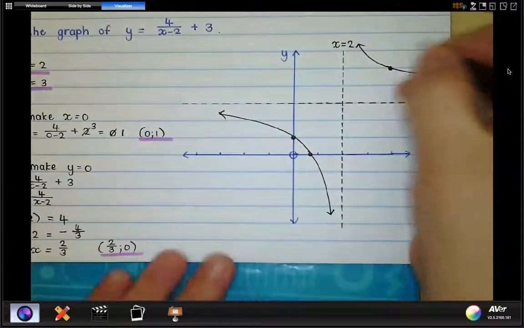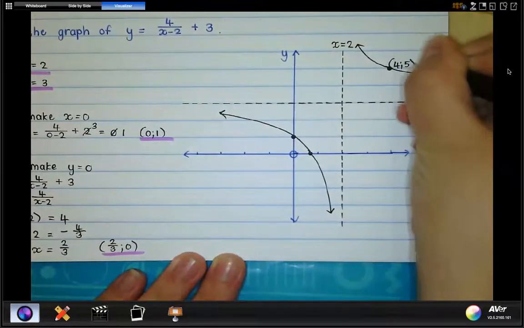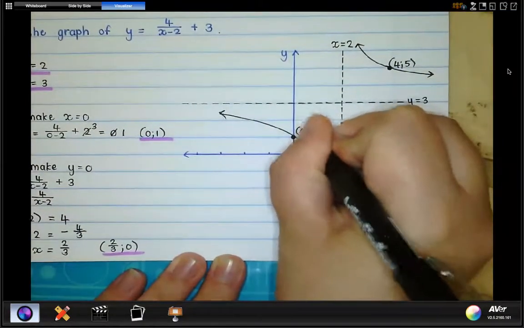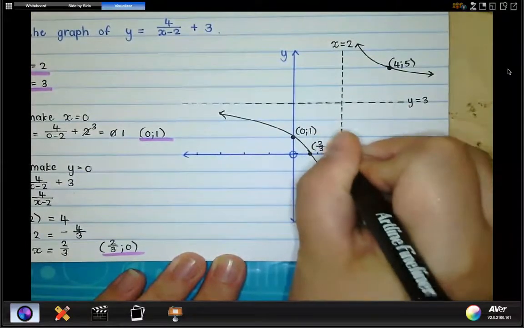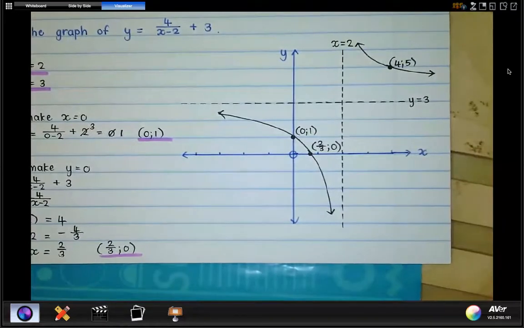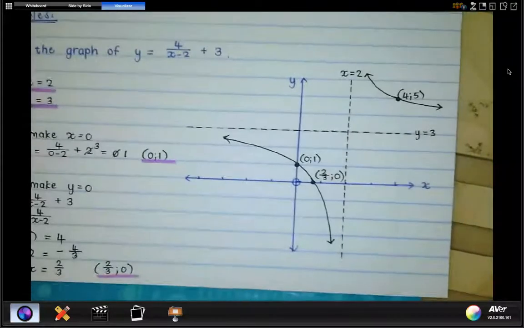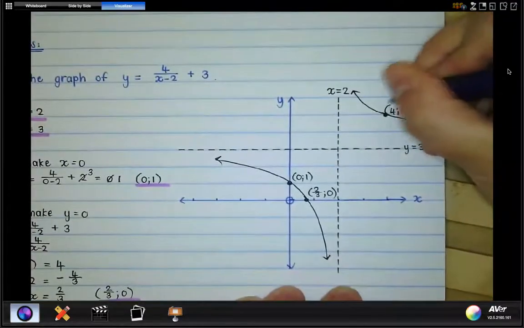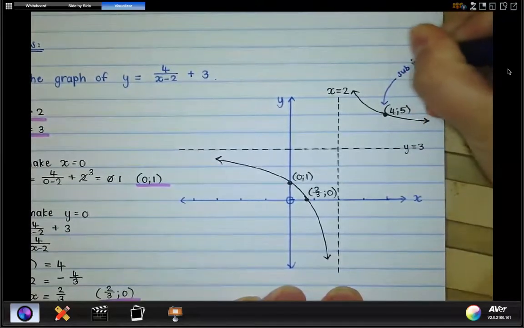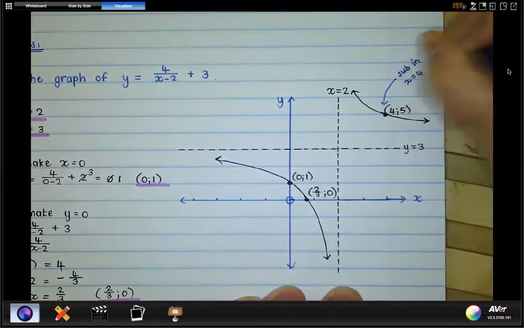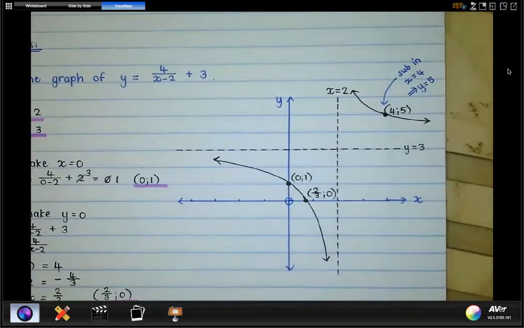Okay, we just need to label these points. So this was the point 4, 5. This is the point 0, 1, and this is the point 2 over 3 and 0. Okay, and that is what you need to do when you are drawing a hyperbola. Let's just make a little note here for that point. Sub in x equals 4, then y was equal to 5. Okay, that's how we got that point.